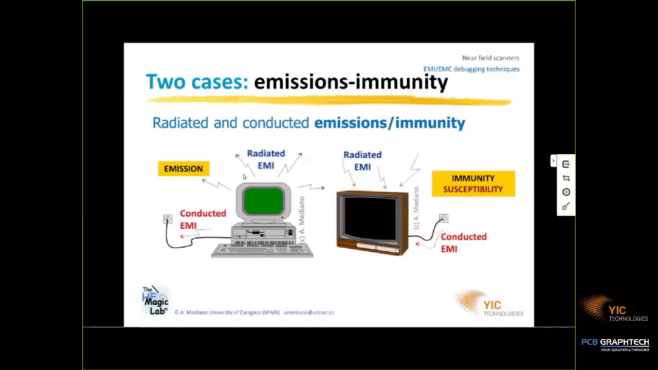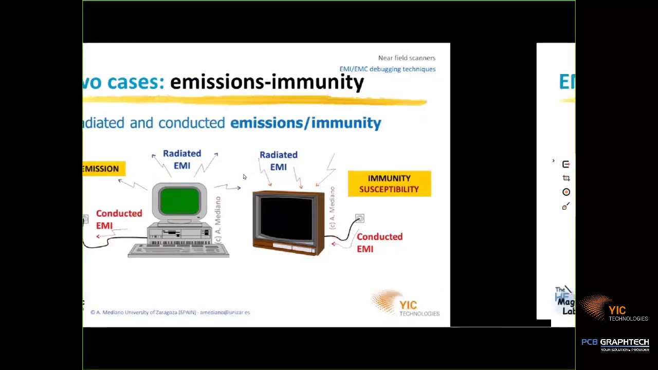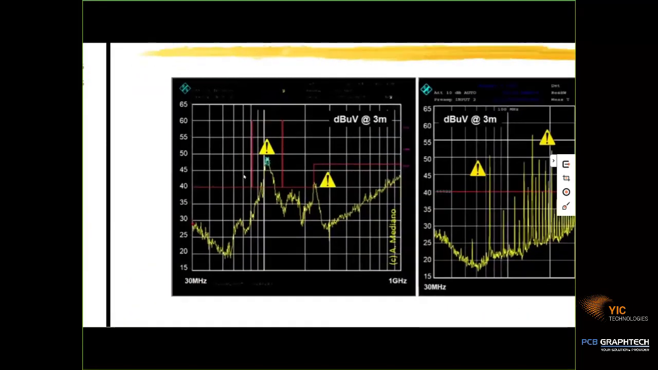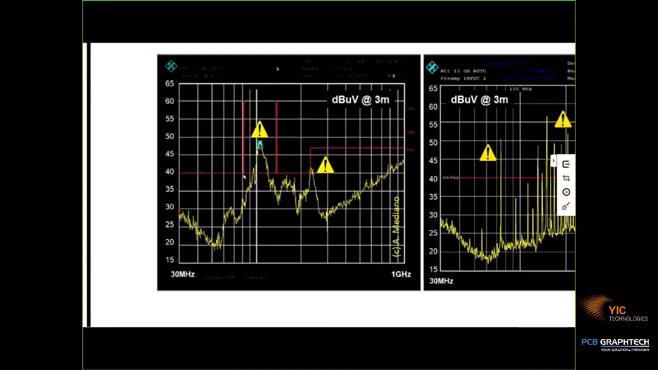Now, both problems are limited by regulations. So let me see what happens if you are interested, for example, in a problem related with emissions. This is a typical plot. This is a typical result where you are failing in radiated emissions. In yellow color, you can see the electric field. You have some distance, typically 3 meters, and in red color, you have the limit of regulations.